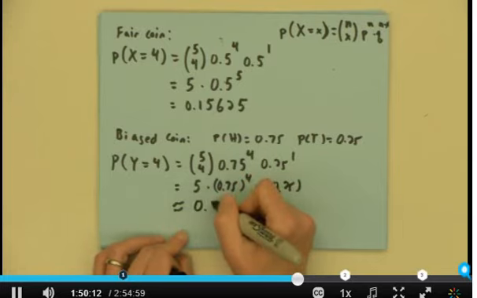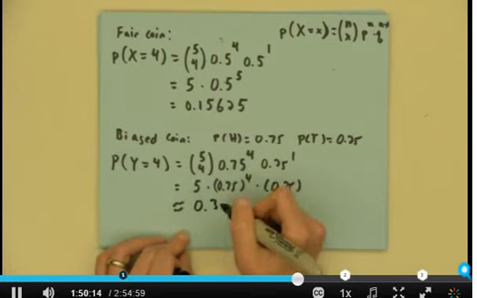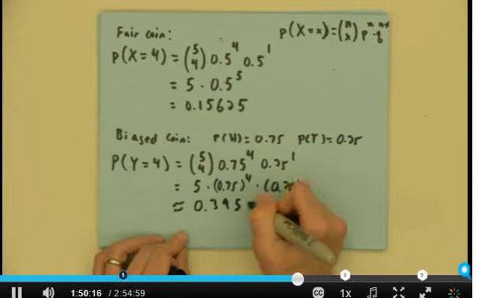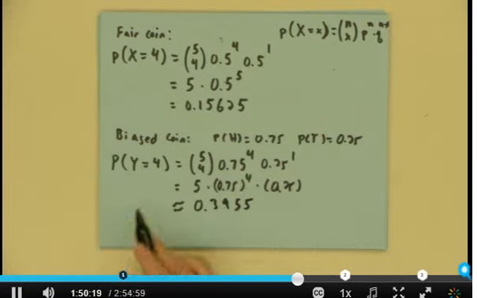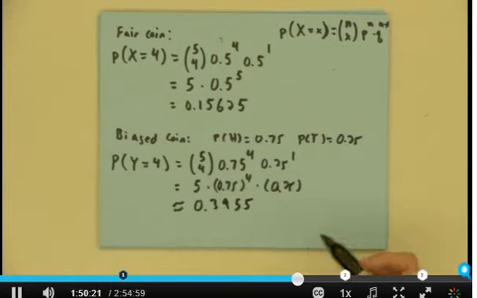And sure enough, it is 0.3955. Almost a 40% chance that I'll get 4 heads. Again, it makes sense because heads are more likely with this biased coin.